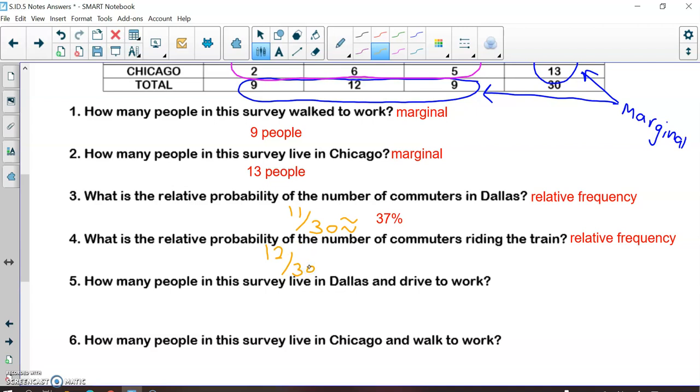Which, in my calculator, 12 out of 30 equals exactly, so that's why I'm not using the approximately equals sign, 40%.